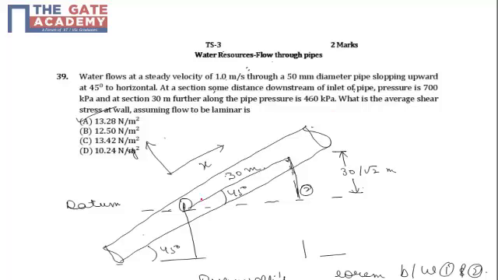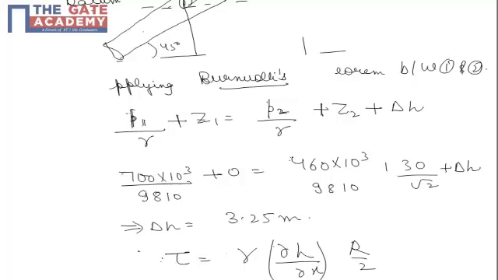Now, if this inclined length is 30, for this angle to be 45°, if we pass a datum line through point 1, Z comes out as 30 by root 2 meter. Now if we apply Bernoulli's theorem between point 1 and point 2, we can write P1 upon gamma plus Z plus V1 square by 2g should be equal to V2 square by 2g, because the cross-sectional area of the pipe is not changing and we assume that the velocity more or less remains constant along the flow.